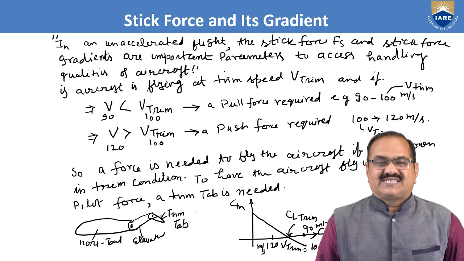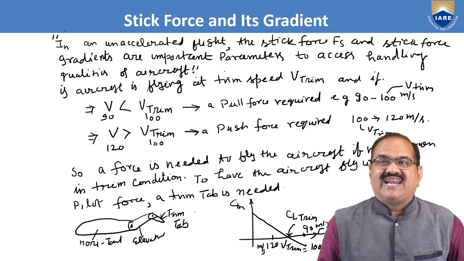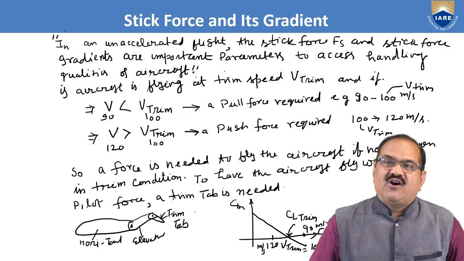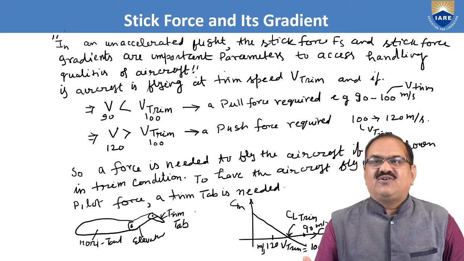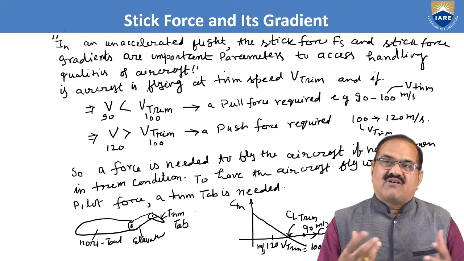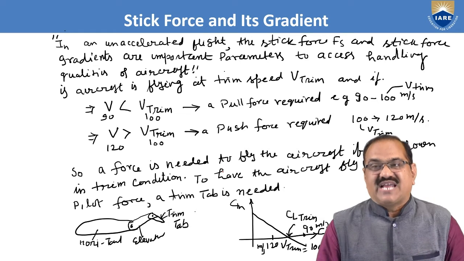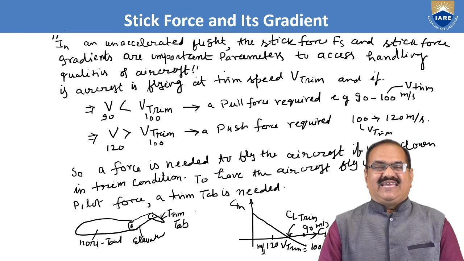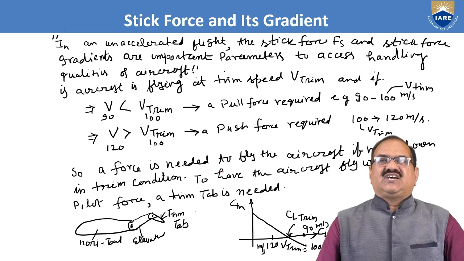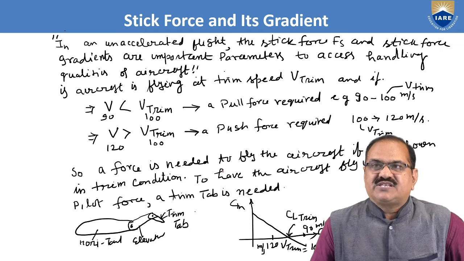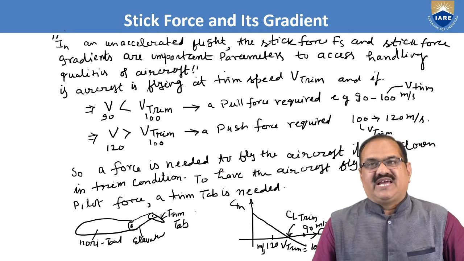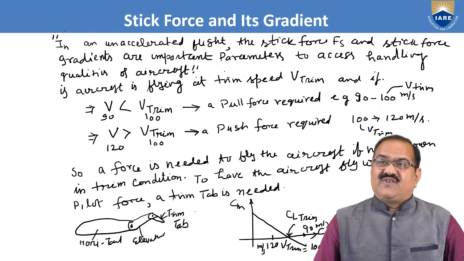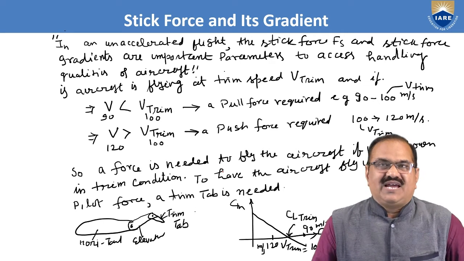Now I am going to discuss the next topic, which is stick force and its gradient. So stick force, we know that Fs. How do we have to calculate this? In this we will also get one new component and its function, which is a trim tab. We are going to discuss this in this topic. In unaccelerated flight, the stick force Fs and stick force gradients are important parameters to assess handling qualities of the aircraft. So this Fs is very important for the handling quality of the aircraft.